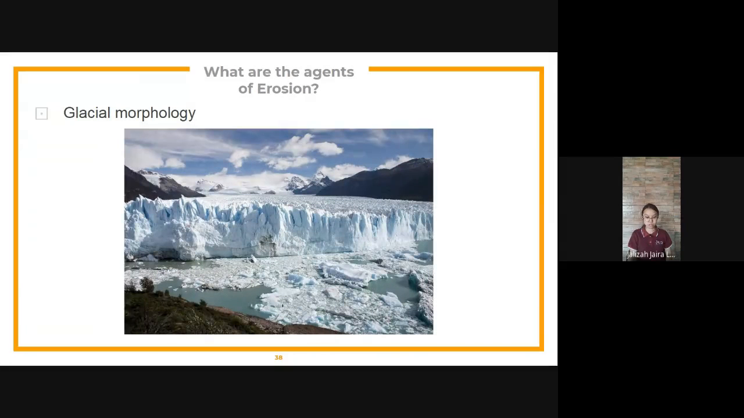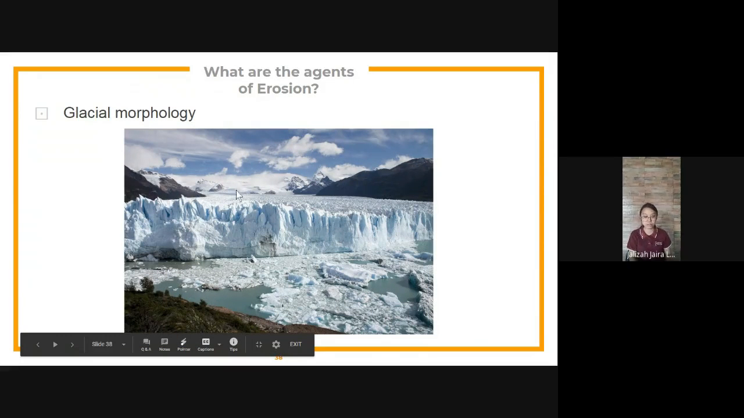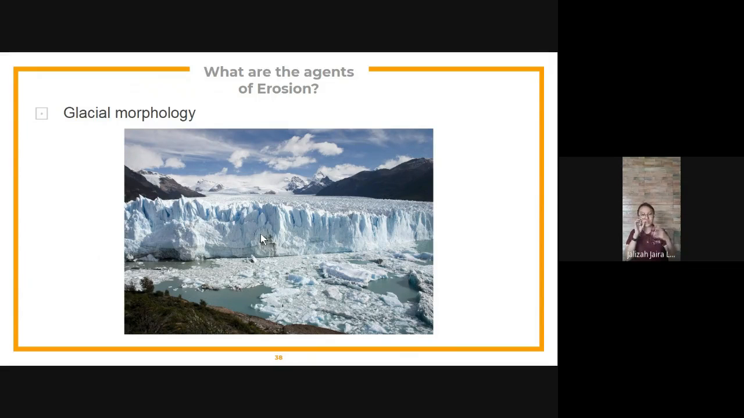We also have glacial morphology, wherein the ice itself is the driver for transport. So the ice is embedded, the rocks rather are embedded in the ice. And eventually, the ice particles, when they thaw, when they melt, they bring those chunks of rocks with them.